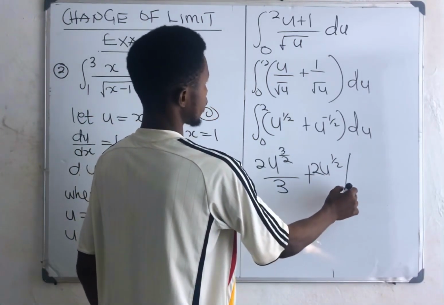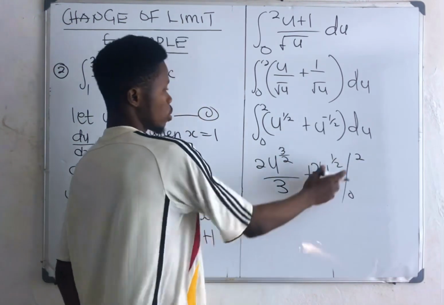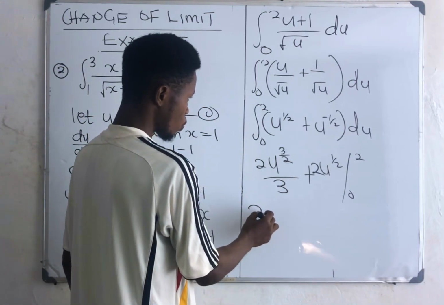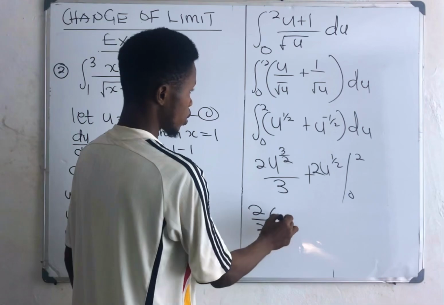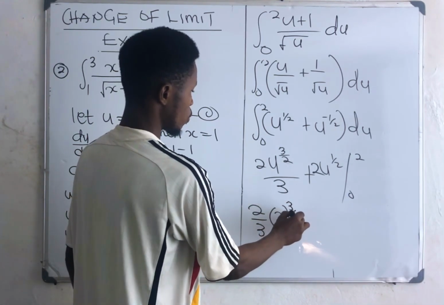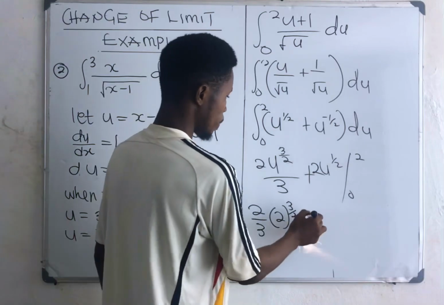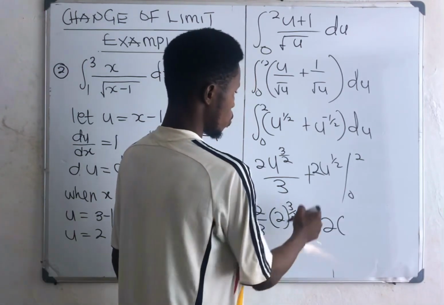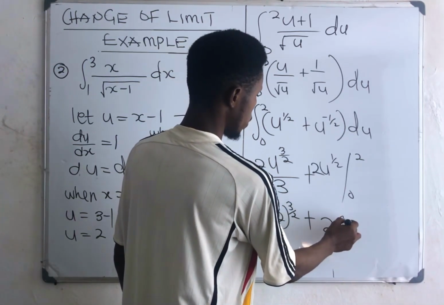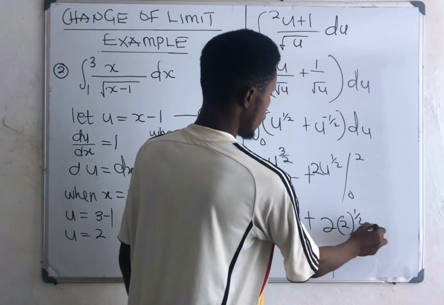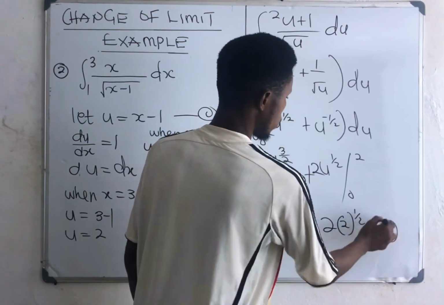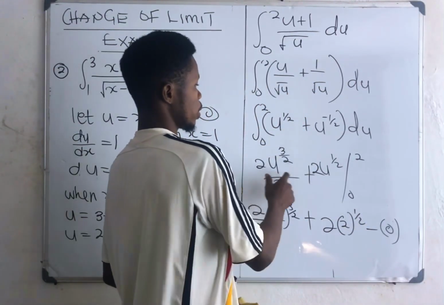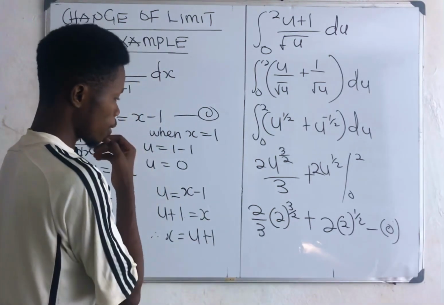And remember, our limit is from 0 to 2. So now I'm going to substitute the upper minus the lower. If I put 2 here, I'm going to have 2 over 3 multiplied by 2 to the power 3 over 2. Is that okay? Plus 2, then multiplied by 2 to the power half, minus 0. Minus 0, because if I put 0 here, everything will still be 0. So this is what we have.